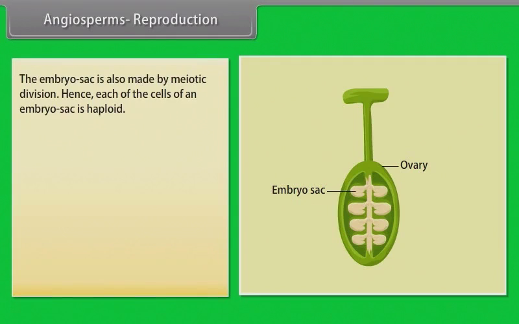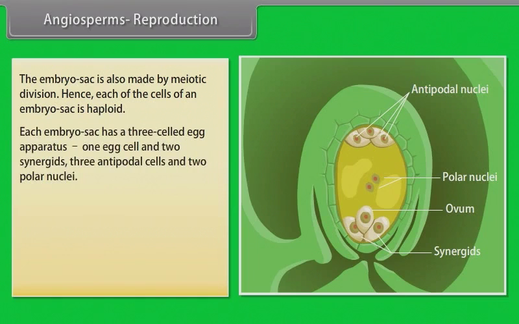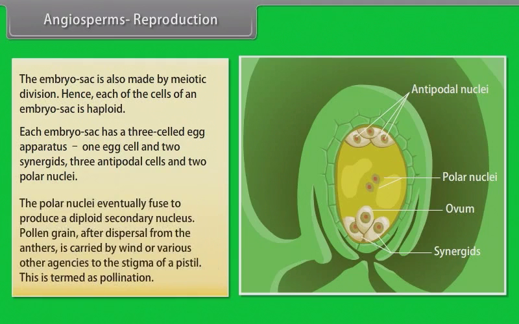The embryo sac is also made by meiotic division. Hence, each of the cells of an embryo sac is haploid. Each embryo sac has a 3-celled egg apparatus, 1 egg cell and 2 synergids, 3 antipodal cells and 2 polar nuclei. The polar nuclei eventually fuse to produce a diploid secondary nucleus.